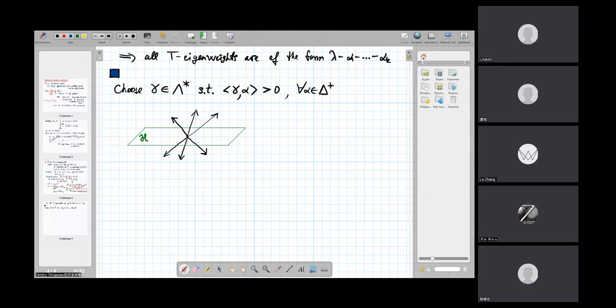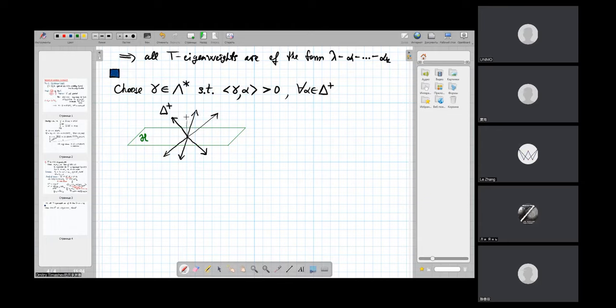which does not contain any root, and this hyperplane divides the whole vector space into half spaces, and the set of positive roots is the set of roots contained in one of these half spaces, say in the upper half space in this picture. So this is delta plus. And how is this hyperplane defined? It is defined by a linear equation.